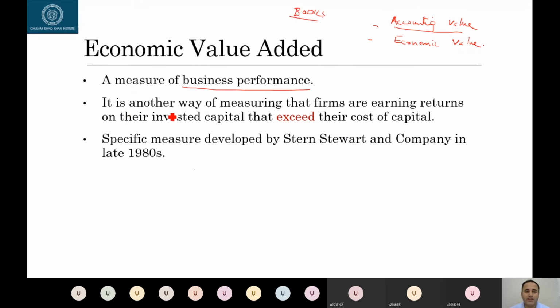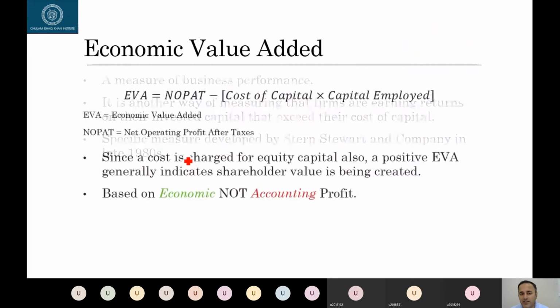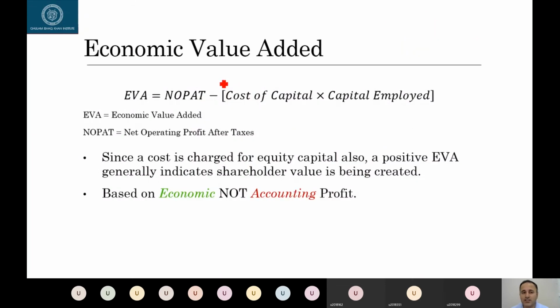Economic value added is another way of measuring whether firms are earning returns on their invested capital that exceed their cost of capital. Specific measures developed by this company, Stern Stewart and Company, in the late 1980s. And it's a very, very popular concept now. And I'll tell you in the next slide why it is such an important and powerful tool.